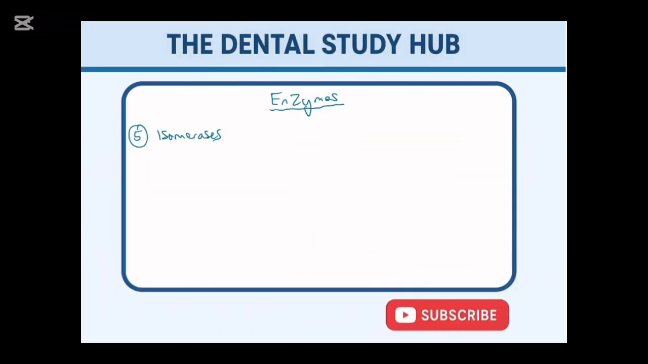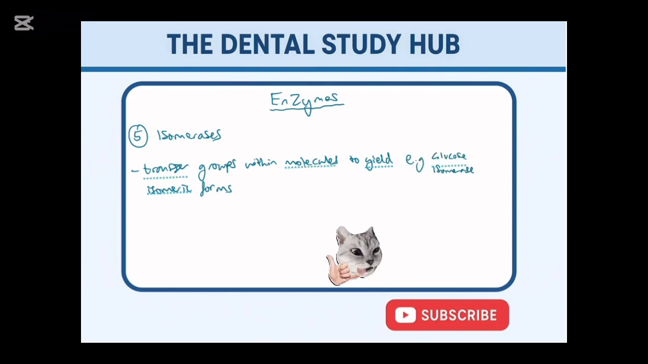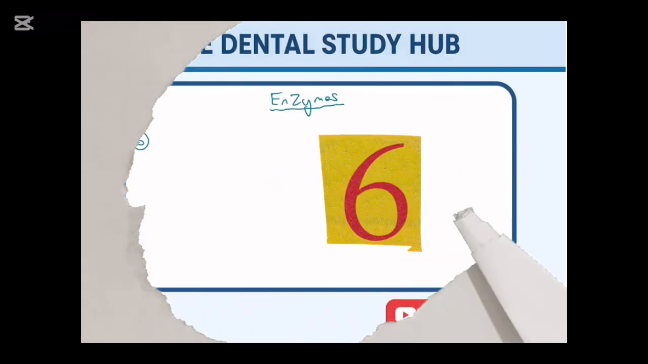So number 5 we're going to move on to is isomerases. Now isomerases transfer groups within molecules in order to yield an isomeric form. So the clue is there, isomerase, and we're yielding an isomeric form. An example of this can be glucose isomerase. And if you want to look up how this works, you can do, but it's very simple. Okay, so let's move on now to number 6.